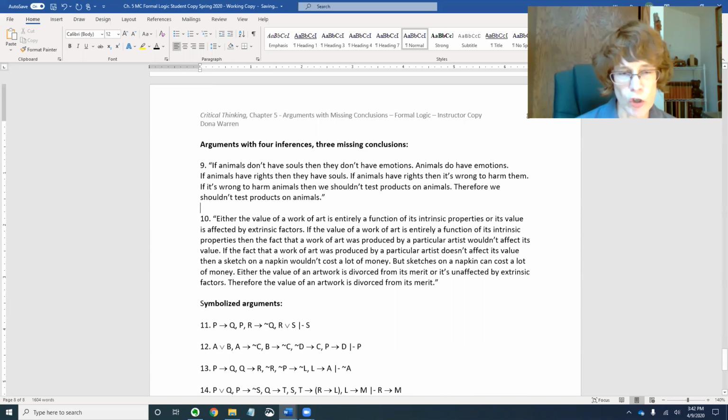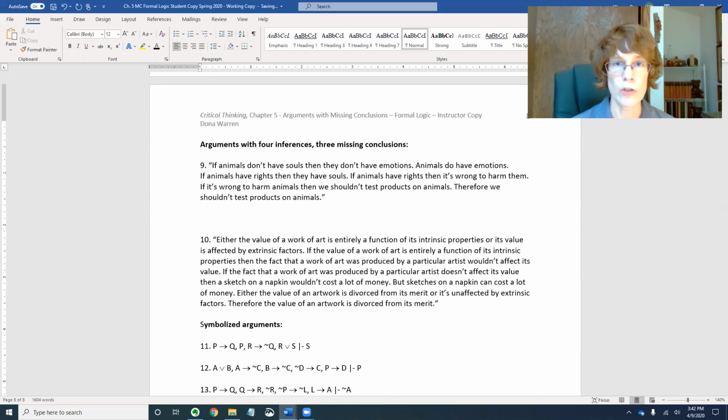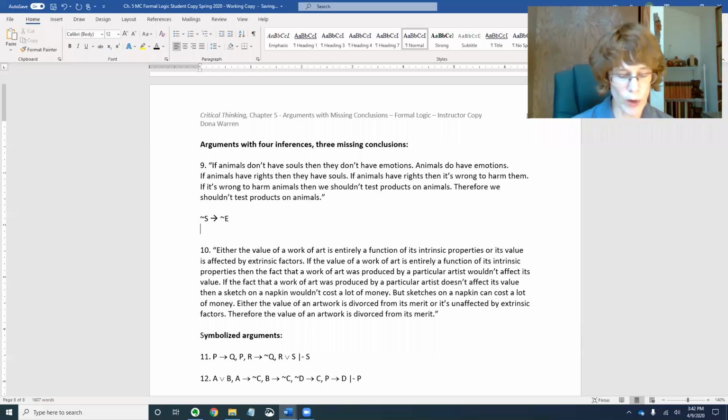If animals don't have souls, then they don't have emotions. So let's let that be if not S for not souls, then not E for not emotions. The next sentence, animals do have emotions, E. Okay, 3 questions. Can we conclude something? If so, what? And would that be valid or invalid? Pause the video, think for a bit, come back when you're ready.